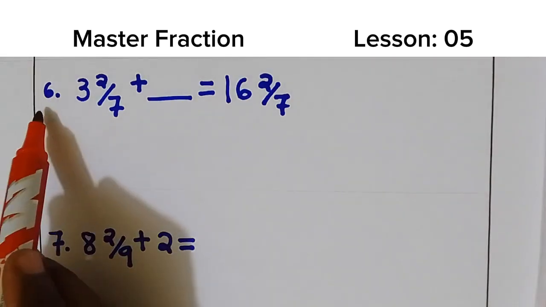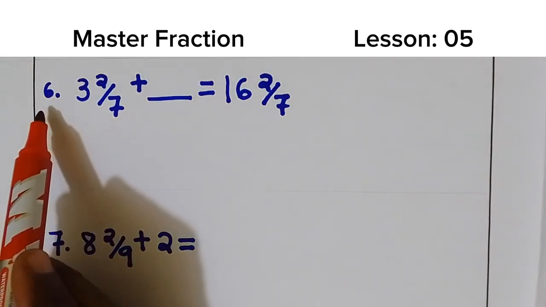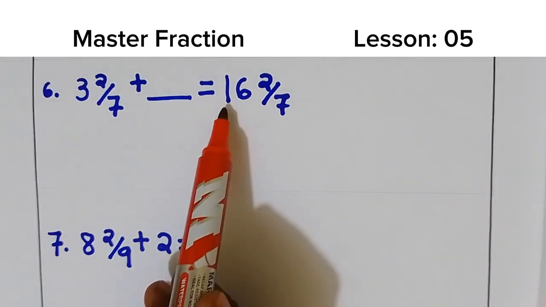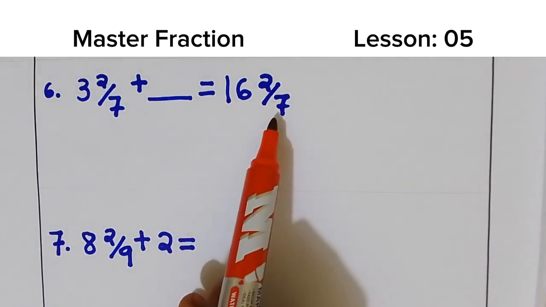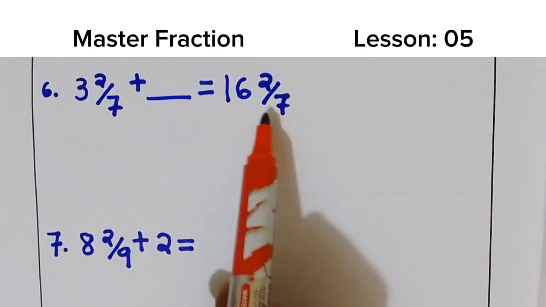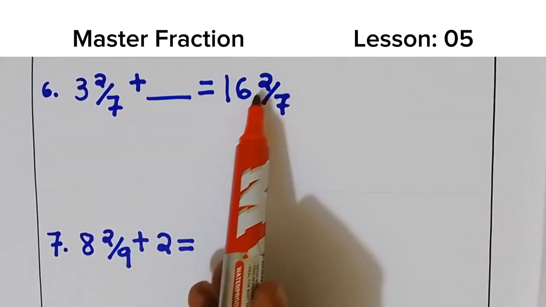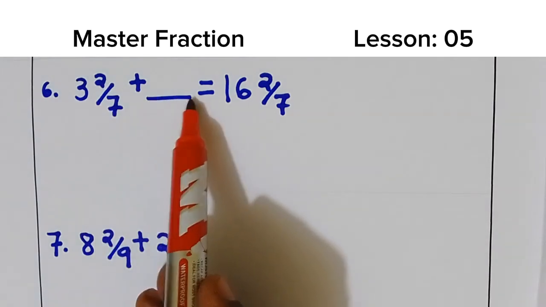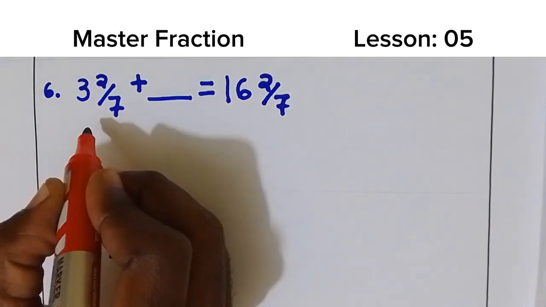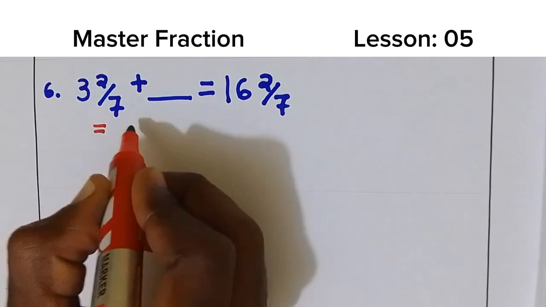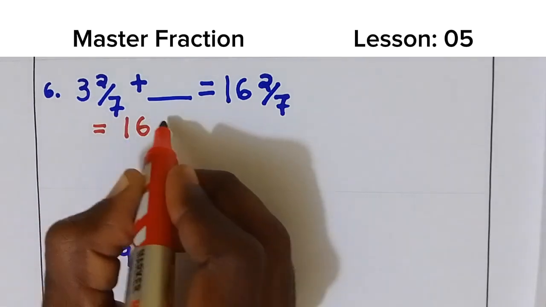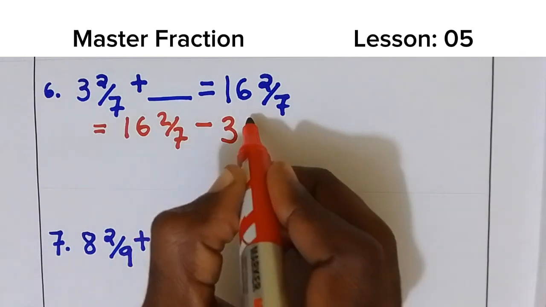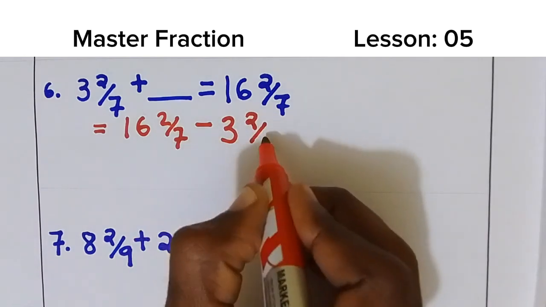Let's go and do question number 6, in which we're supposed to find which fraction plus 3, 2 over 7, we are going to get 16, 2 over 7. What we're going to do here, we're going to take the result, 16, 2 over 7, take away 3, 2 over 7 to get the required fraction. So we'll take 16, 2 over 7, take away 3, 2 over 7.